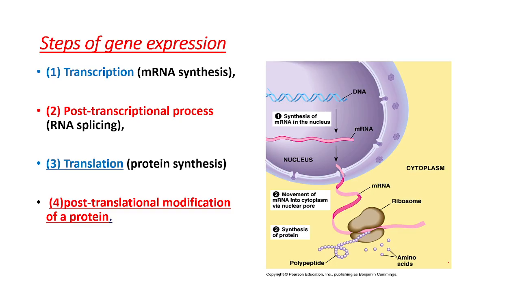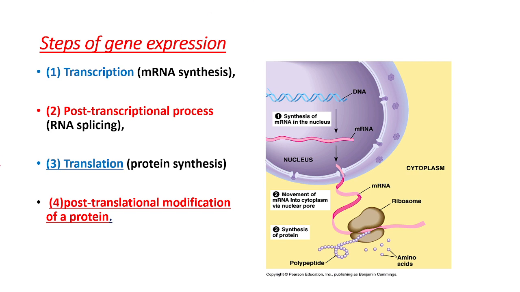The different steps of gene expression include transcription, which we all know, that is mRNA synthesis. After that, different post-transcriptional processes take place, such as RNA splicing. After that there is translation, that is, synthesis of proteins from the gene of our interest, and then the post-translational modifications of our proteins, which include phosphorylation, glycosylation, ubiquitinylation, etc., depending on what the proteins want to post-translationally modify themselves to.